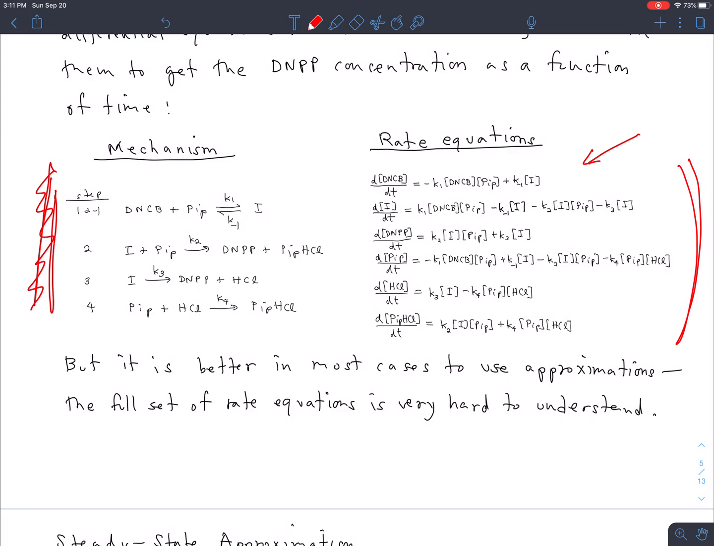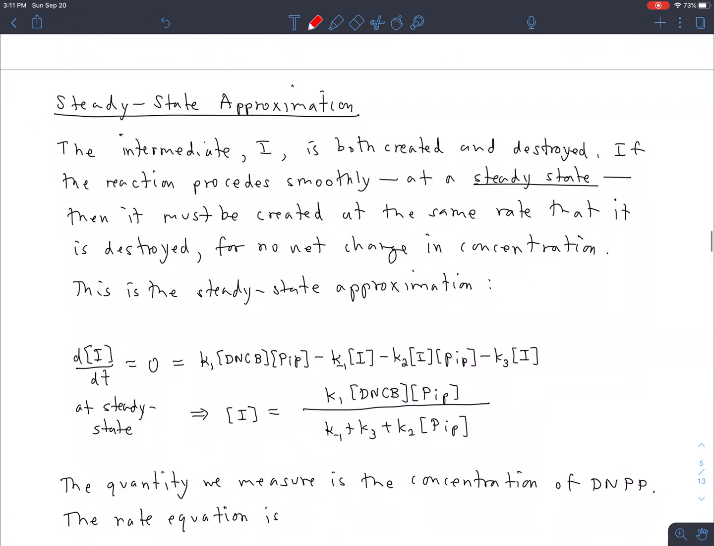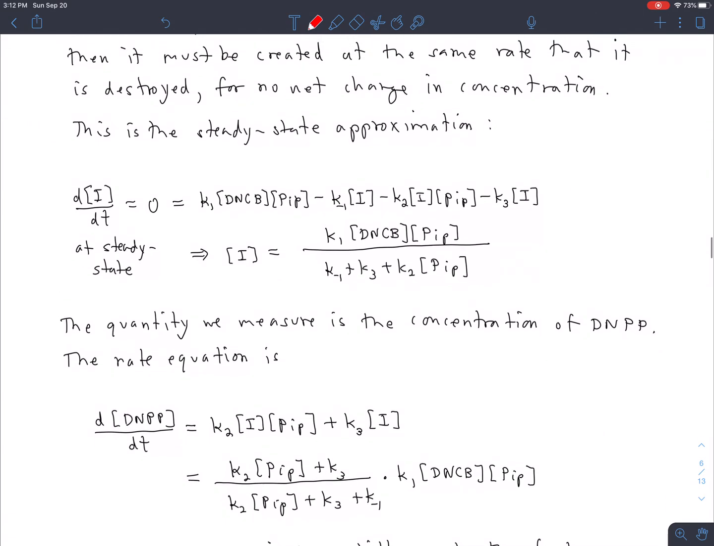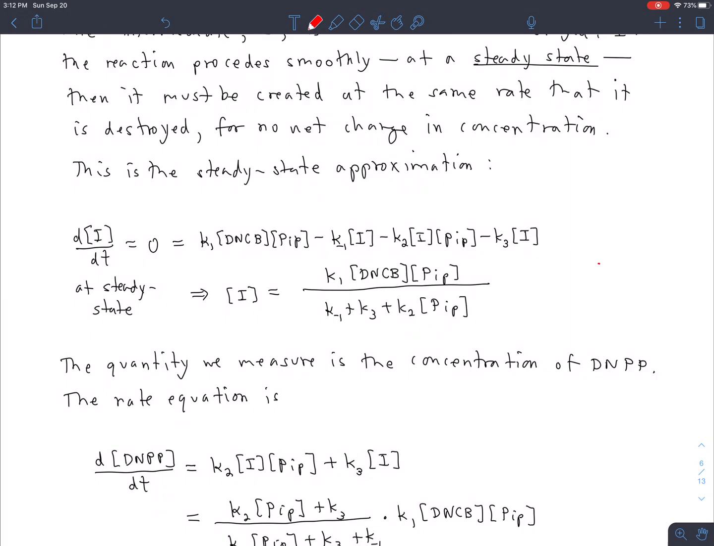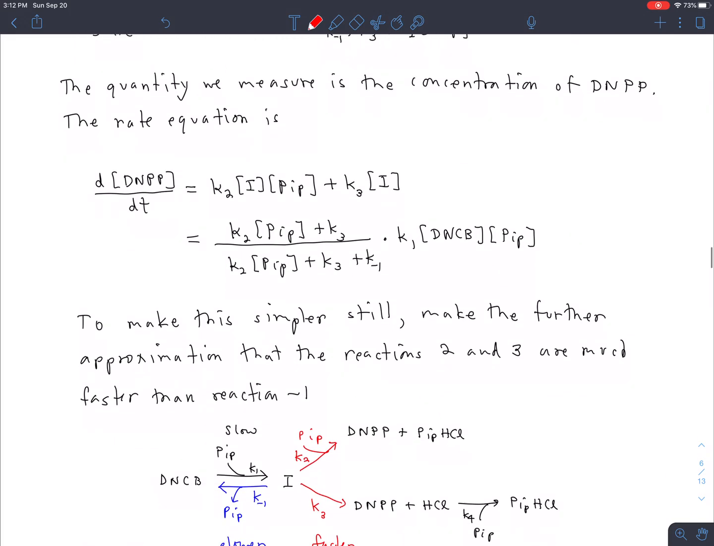But we won't do any of that, mostly because, yes, there's this rate limiting step, which means that we're really not going to get very much advantage by using this full mechanism. Then by making the approximations that will simplify the mechanism a great deal. The two approximations are the steady state approximation, and I'll talk more about that next week. But that simplifies these mechanisms a great deal, or all those equations a great deal.